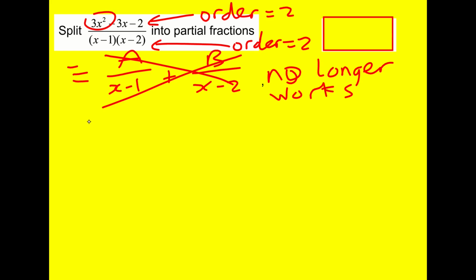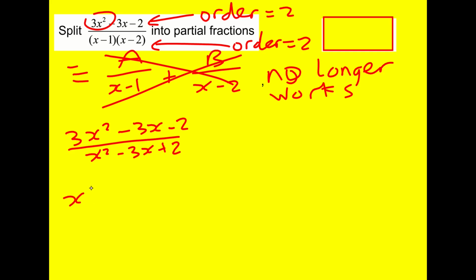So let's do this. We are first going to have to take this and do some division. So it's going to become 3x squared minus 3x minus 2 all over x squared minus 3x plus 2. Now I could do a division by x minus 1 and then by x minus 2, but it's going to be much quicker to just do it all in one go. So I'm now going to do this into this. This is basically what we're doing at the start of the lesson now.